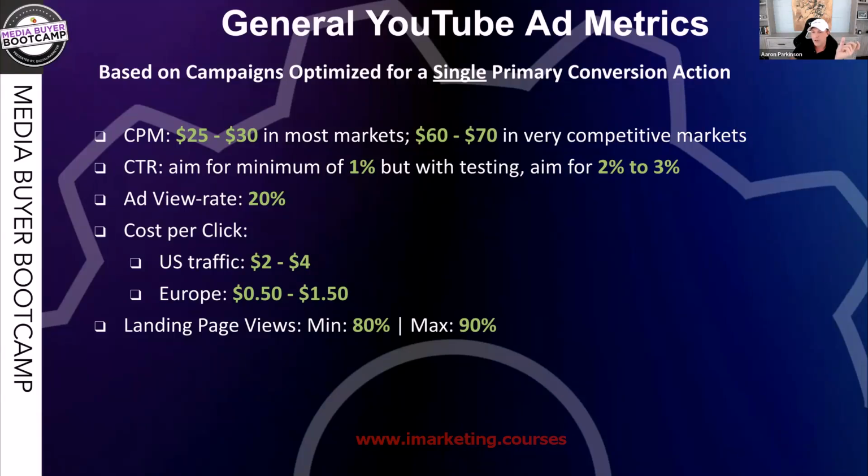Again, landing page views, minimum 80%, maximum 90%. For those of you who are using Shopify stores, or WooCommerce, you're really going to have to do your research around all the different apps that go into Shopify or WooCommerce that slow the site down. You have to really look into optimizing images, optimizing videos. You really got to do work on figuring out how to make your site load the fastest.